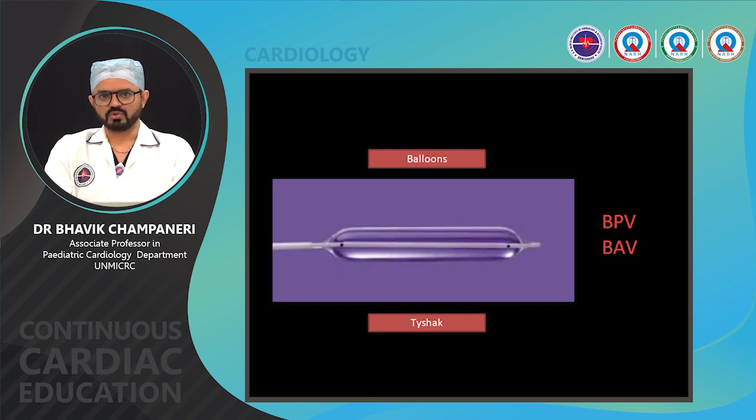This is the most commonly used balloon. It is a non-compliant balloon which is called the Tyshak balloon, and again it is a low profile balloon. It is being used for valvuloplasty procedures like balloon pulmonary valvotomy and balloon aortic valvotomy, and it comes in various sizes ranging from 4 mm to 23 or 24 mm in diameter.